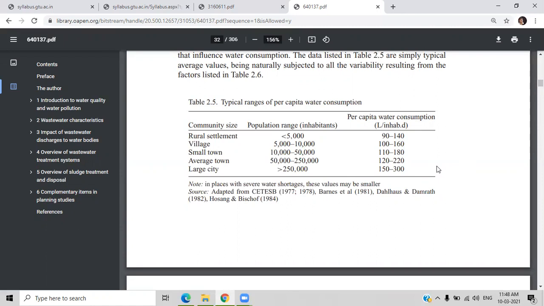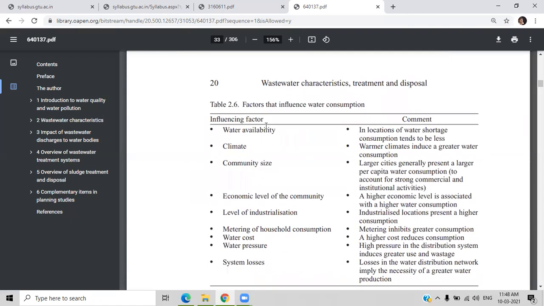If we talk about different countries and their patterns, for an average individual in the USA, the per capita consumption is 350 to 450 liters per inhabitant per day. So for the Indian individual, our water consumption is much lower than in other developed countries of the world.